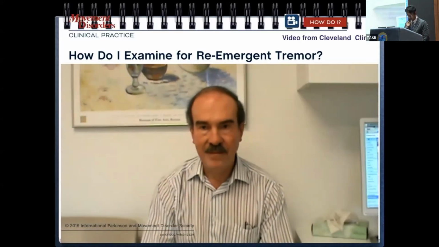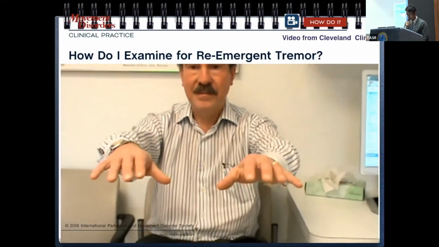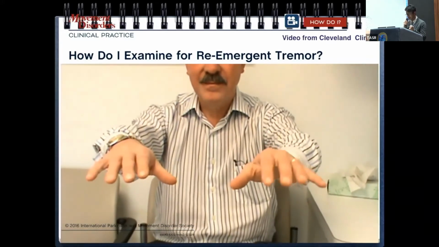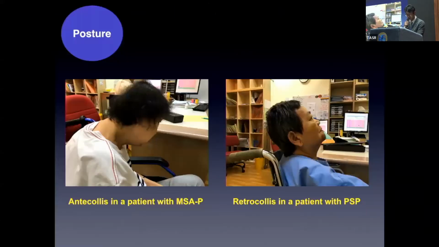Good. Can you hold your hands straight out for me? Yeah. No tremor. And then after a while, the tremor comes up. And the frequency is almost the same as the resting tremor. So this is a re-emergent tremor.